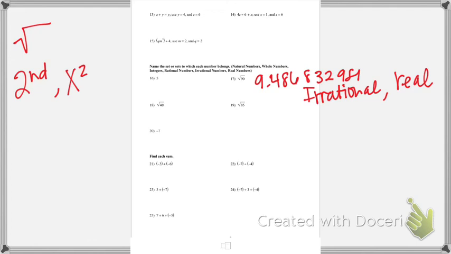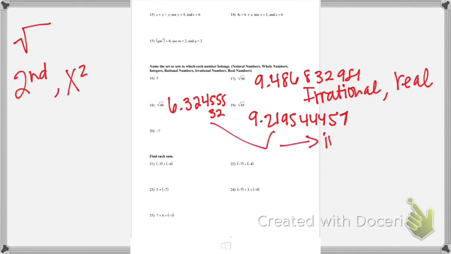Same thing with number 18 and 19. So if you type in the square root of 40, you get 6.32455532. If you type in the square root of 85, you get 9.219544457. Those are all crazy decimals. Therefore, these are both irrational and real as well.